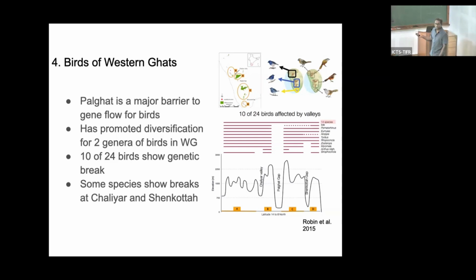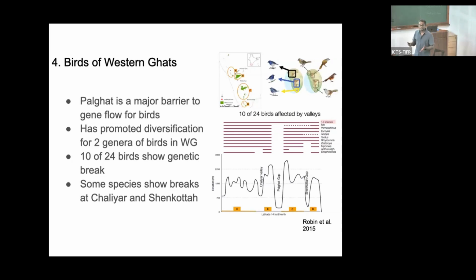This is work that I did in Uma's lab. This is the cross-section of the Western Ghats going from the south to the north. You have Shenkota Gap, Palghat Gap, Chaliar Valley, and this is elevation on the y-axis, so you see the highest mountains here. What we tried to do was sample a set of birds across all of the different parts of the Western Ghats. And what we find is that a lot of species were actually separated at the Palghat Gap, 10 of the 24 species that we looked at, and then some at the Shenkota Gap and the rest at the Chaliar Valley.